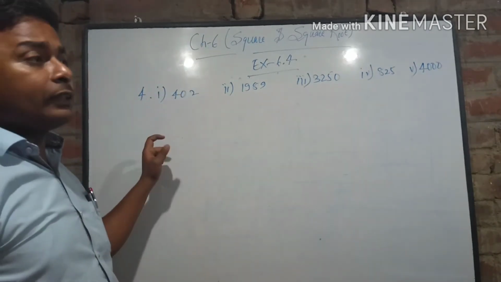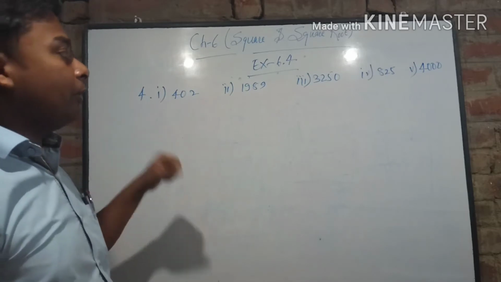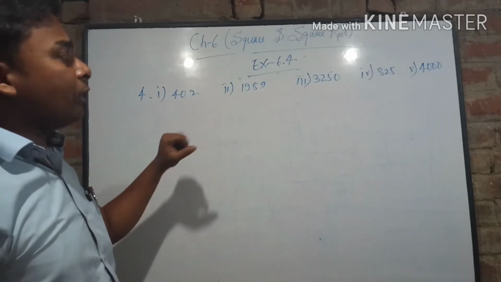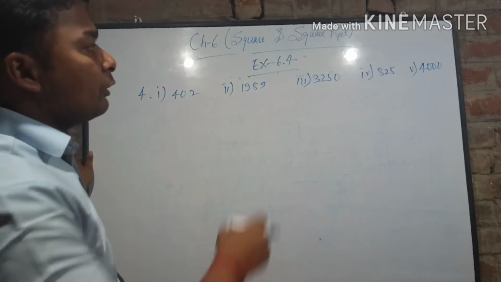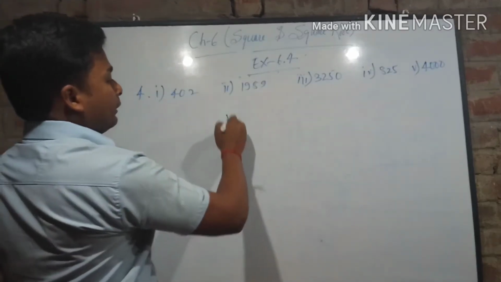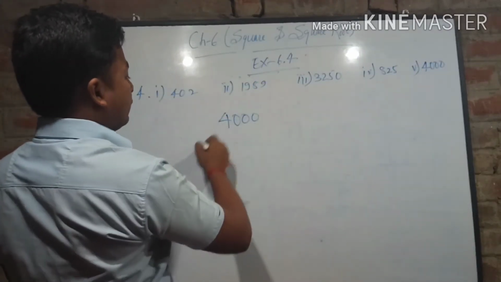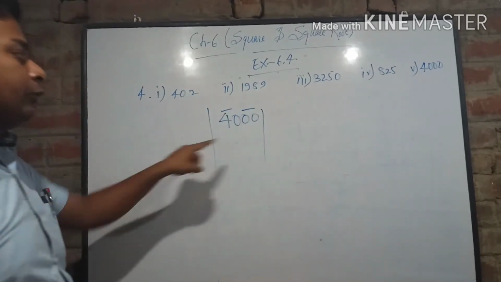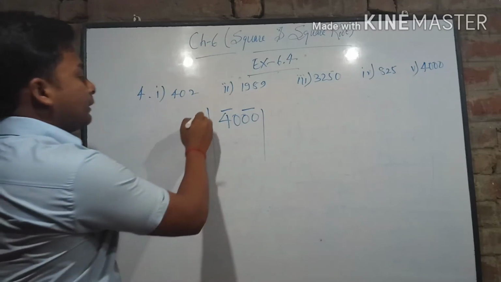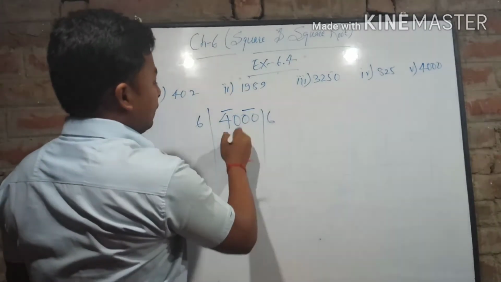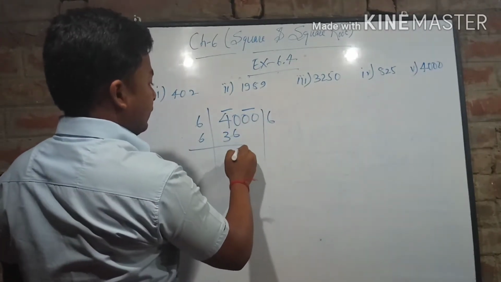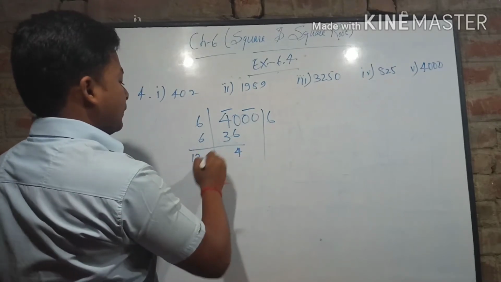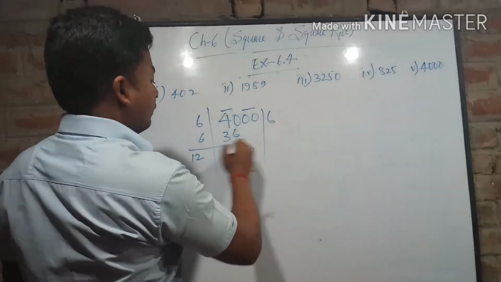So in that case you can use the long division method. I will solve one out of that. If we go for 4000, this is our 4000. Now we will pair from the unit place, 40. This is 6. Finally we will get the product as 36. We will get remainder 4. 6 plus 6, 12. Now it is 100.